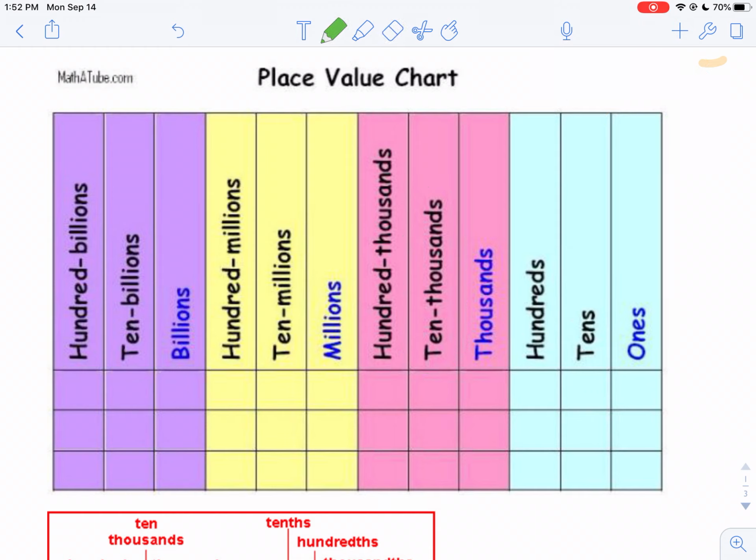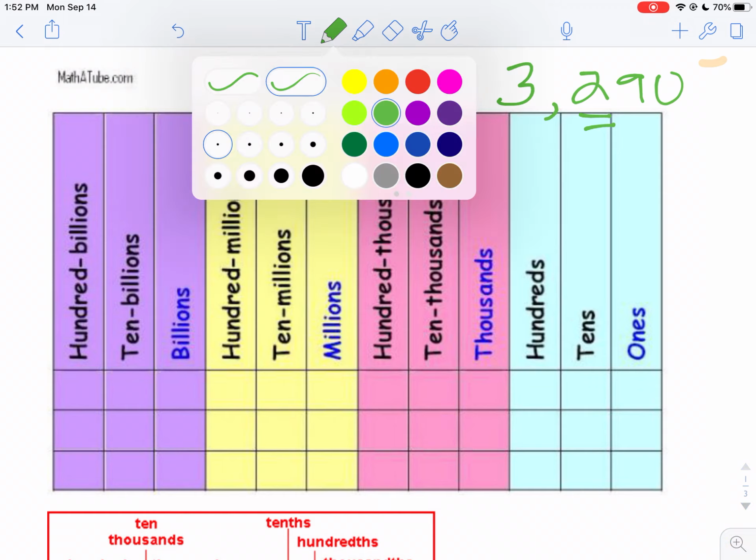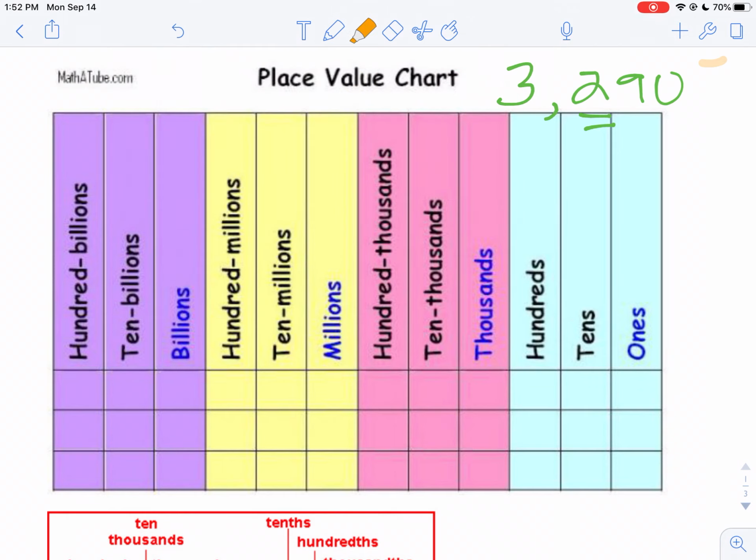All right. And again, let's do another one. If I give you, let's say, 3,290, and I ask you, what is the place value of that number 2? Again, you are going to count, okay, from the left side, okay? So you have 1, 2, 3, okay? So we need 3 places. Here's 1, 2, 3. So the answer is 2 is in the hundreds place.